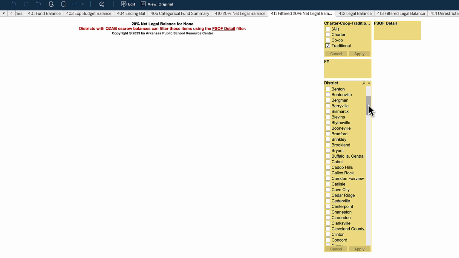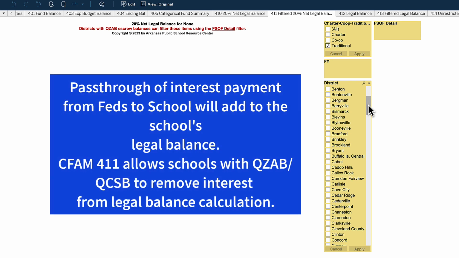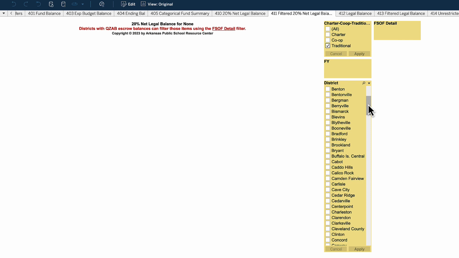However, the federal government may pass the payment of the interest through the district, and that is why this sheet is needed, or the filtering is needed, because that payment from the federal government that's really just passed through could sit on the school district's balance, and therefore that would inflate their 20% net legal balance calculation. So you want to have the ability to filter that, remove that, if you have those.